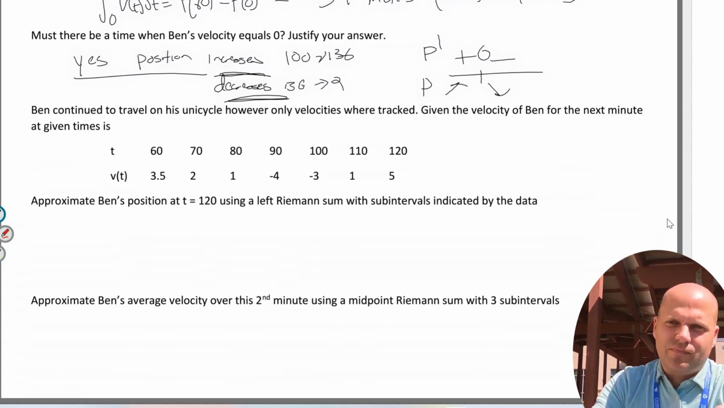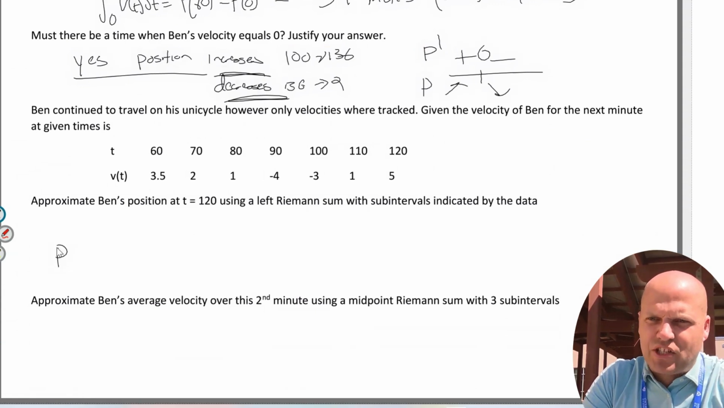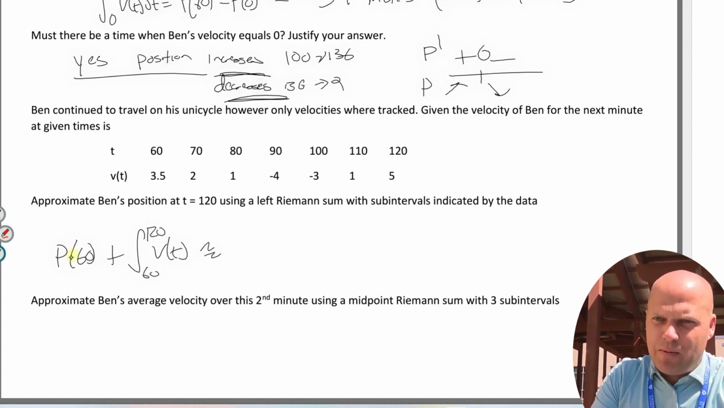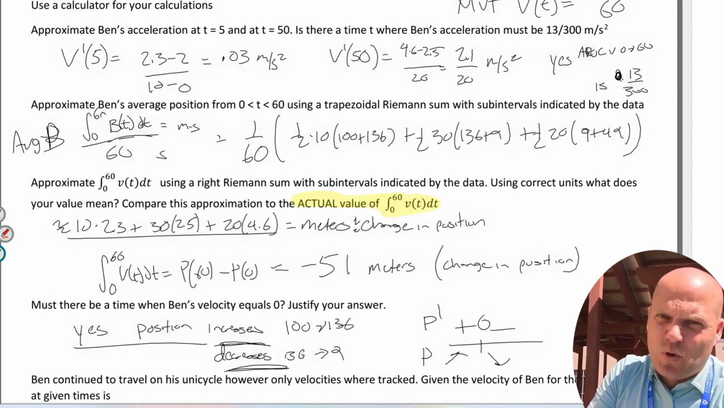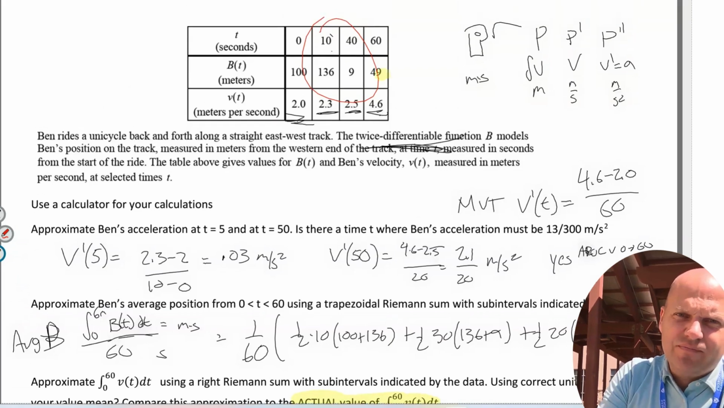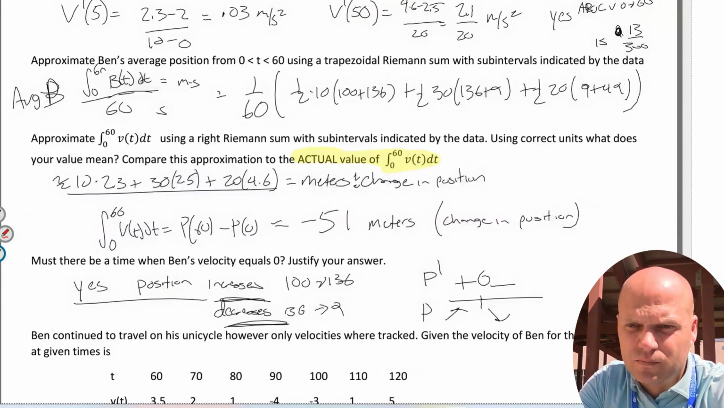All right. Here's a trick. My position at time 60 plus the accumulation of my velocity from 60 to 120 is going to give me my approximation. Guess what? I have my position at time 60. This is a really tricky question because nobody thinks to look back.